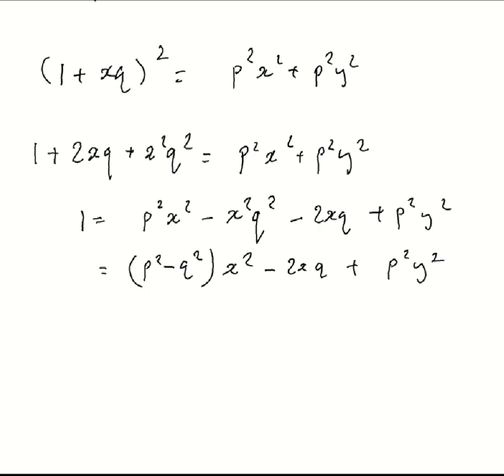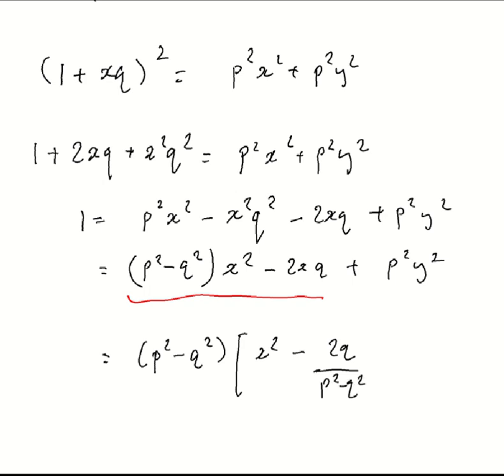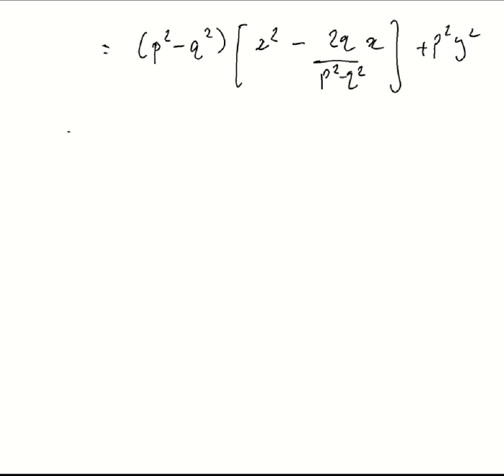Now, as I say, this is because our coordinate system is centered at the focus of the ellipse and not at the center of the ellipse. So what I'm simply going to do is complete the square. How do I do that? Well, first of all, I'm going to do it a slightly long-winded way. Take this outside: p squared minus q squared, times x squared minus 2q over (p squared minus q squared) times x, plus p squared y squared. That stays. We can do this really nicely.